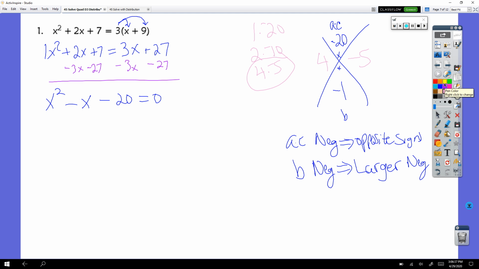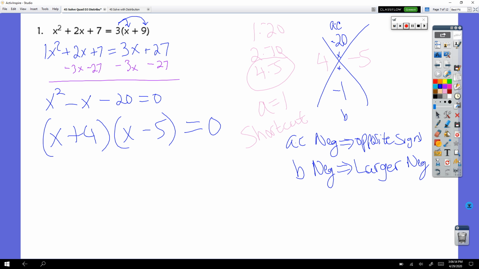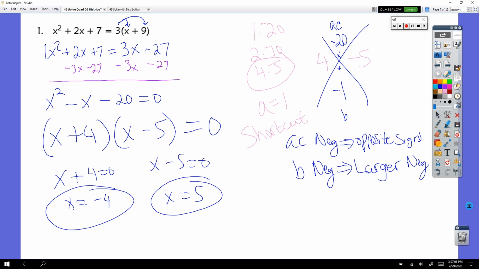And a is equal to 1 on this one, so that means that we can do our shortcut. And that's where we just use our big X information and write down our 2 factors. Okay, so we've done the factoring. Now we're going to set each factor equal to 0 and solve. So our 2 solutions are x equals negative 4 and x equals 5.